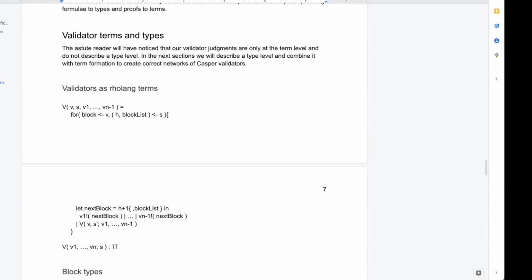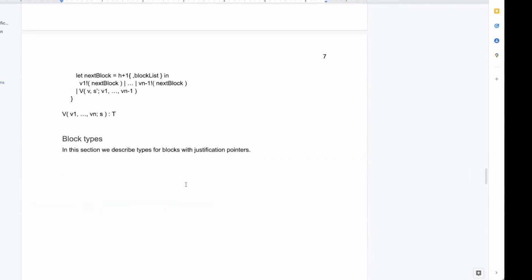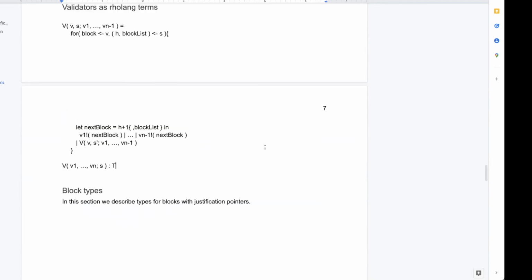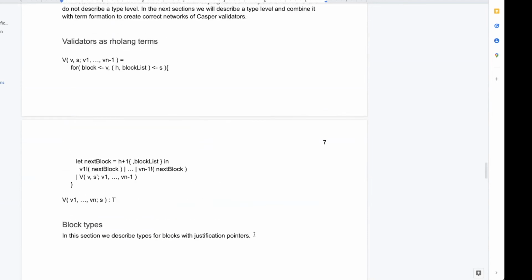So that's the kind of type that we'll put here. And now I want to get to the block types. So we'll do this in real time. We've got 15 minutes, so let's do that.